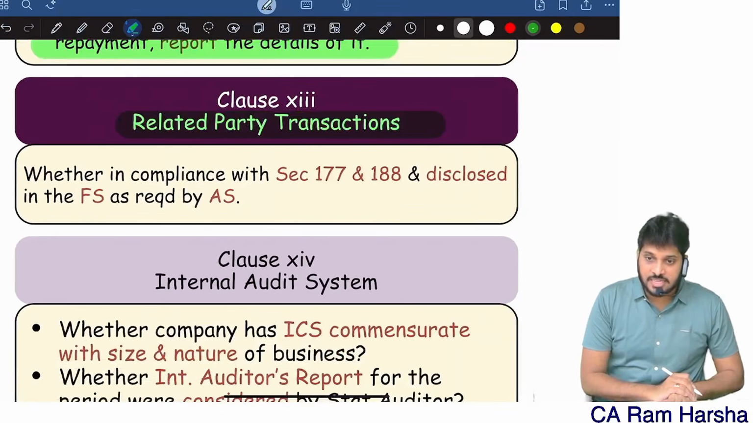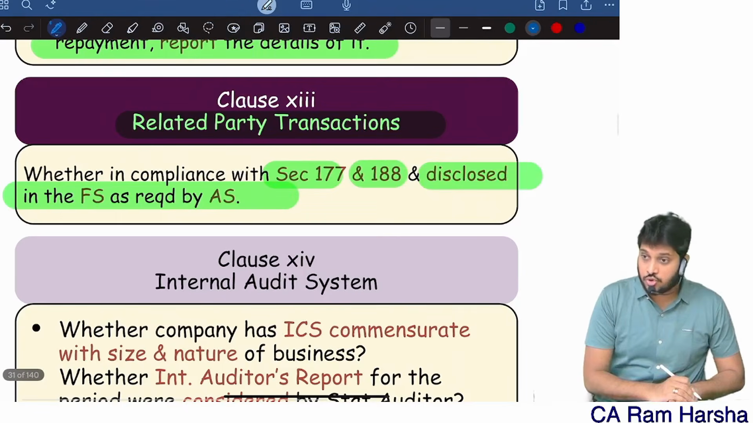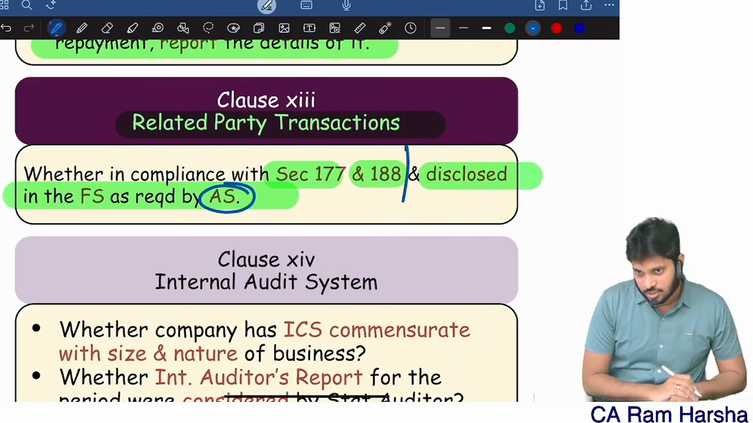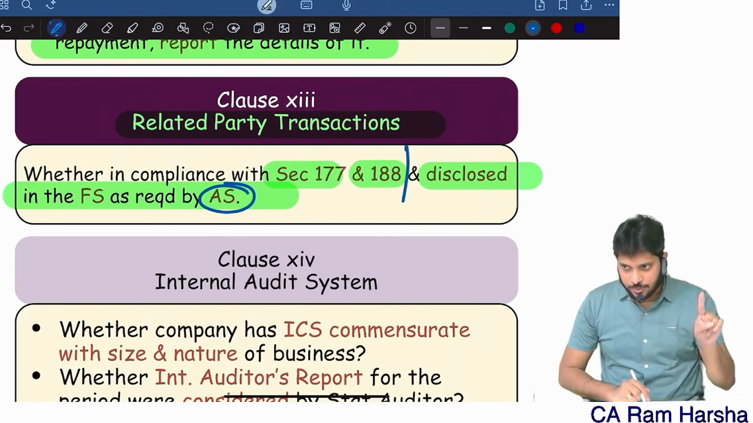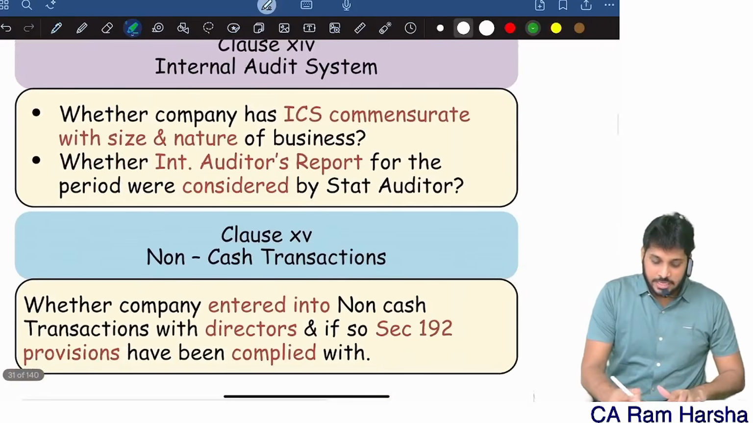Then related party. If the company has entered into any transactions with related party, check compliance with 177, 188 and see that related party information is disclosed in the financial statements as per accounting standard. Here 2 points are there. Yes or no? 1, compliance with Companies Act provision. 2, disclosures as per accounting standard. That's it.